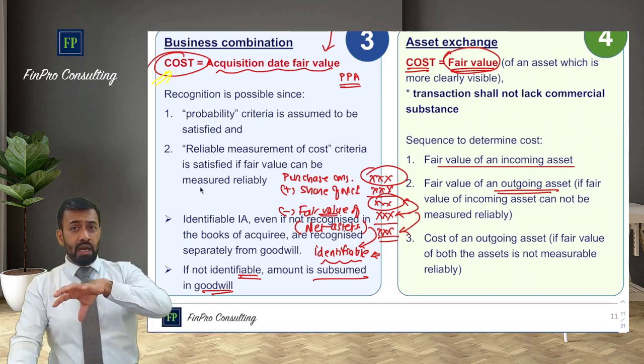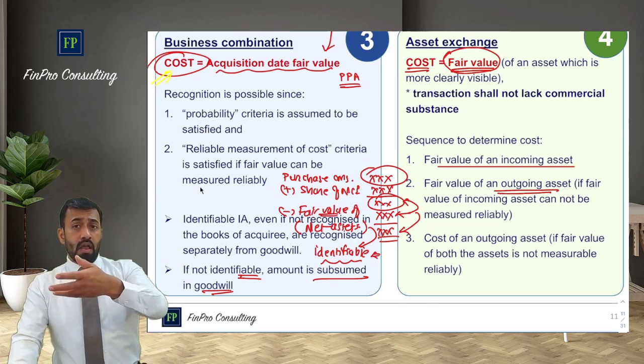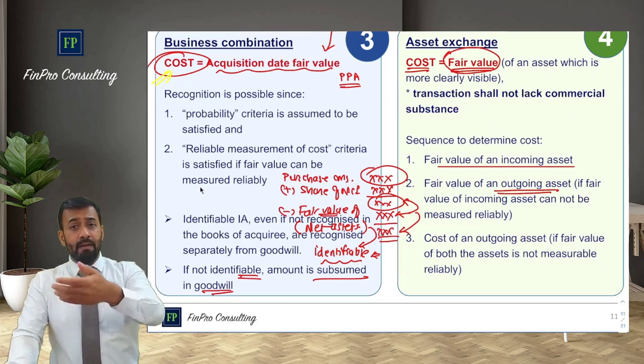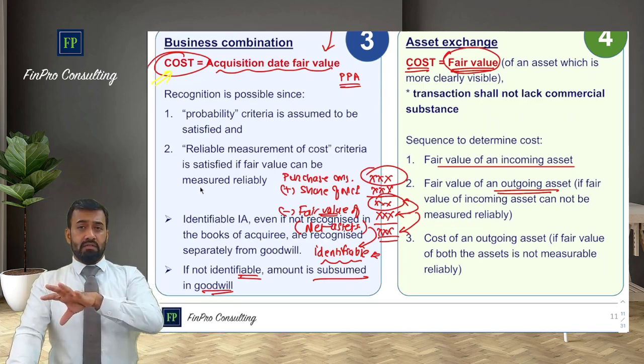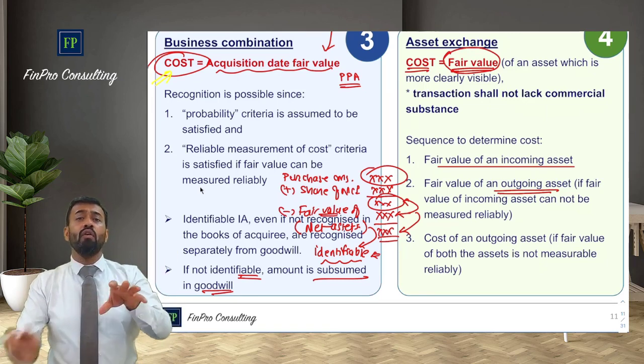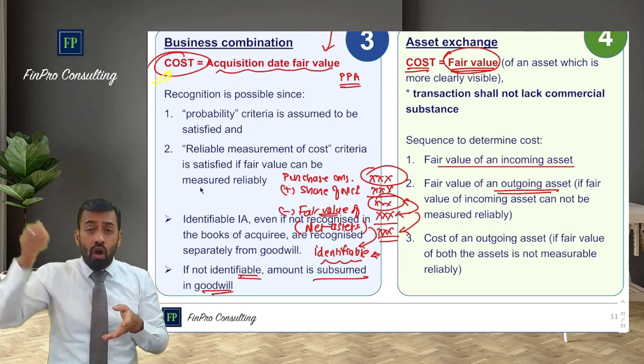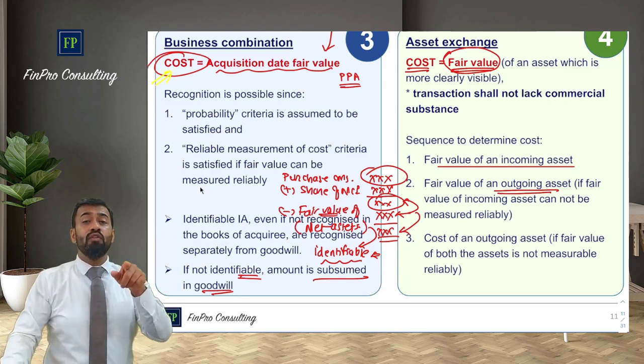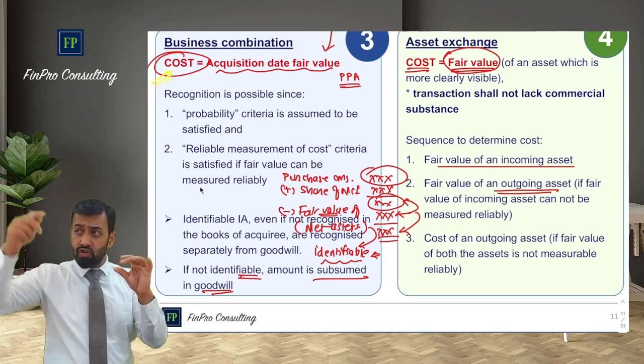If it is determinable more reliably, then you will rely on that. And the difference between those two will be the gain on disposal of the outgoing asset. But the cost of incoming asset will be equivalent to the fair value first of the incoming asset.